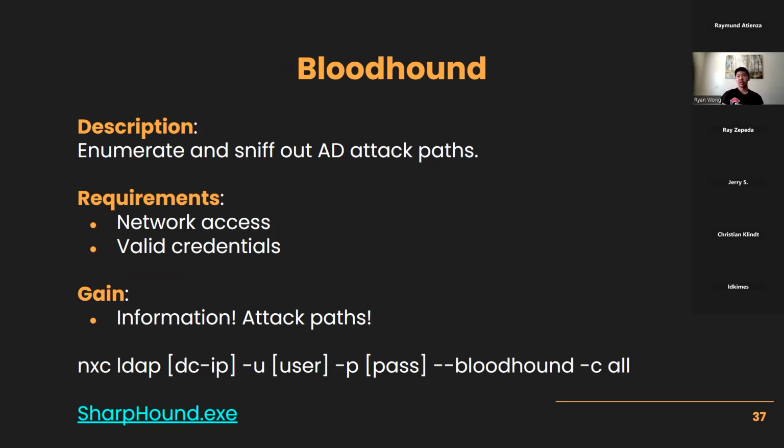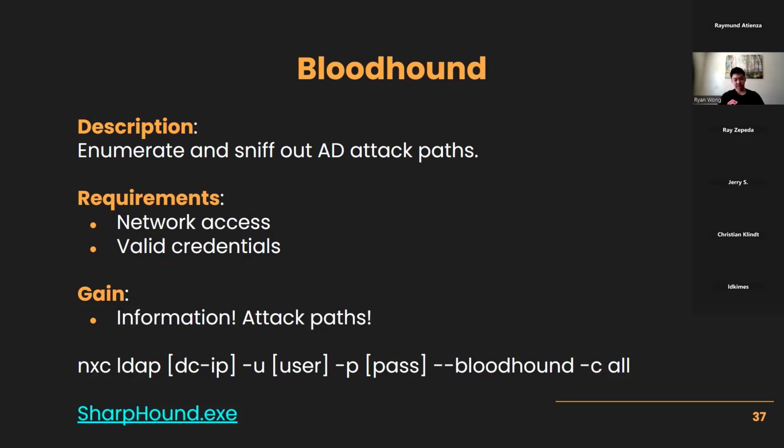BloodHound. BloodHound is a very good enumeration tool. It essentially allows you to enumerate and sniff out AD attack paths for you. So it does all the thinking for you, and you don't really need to do anything else. BloodHound maps out all the different attack vectors, what privilege escalation you could do, what privileges a user has over another, and it even gives you payloads to use. So BloodHound really simplifies the process of attacking Active Directory.